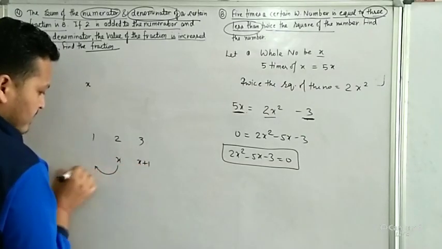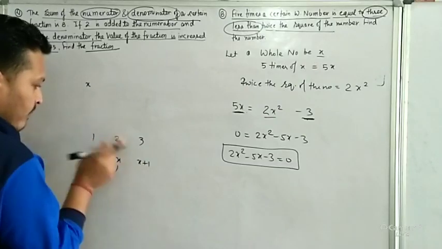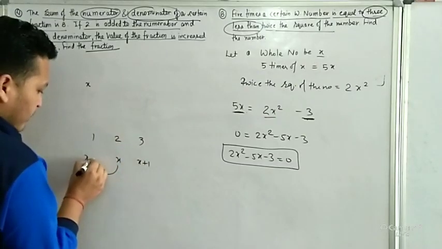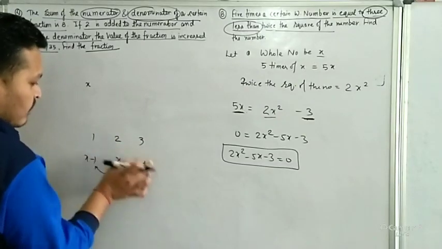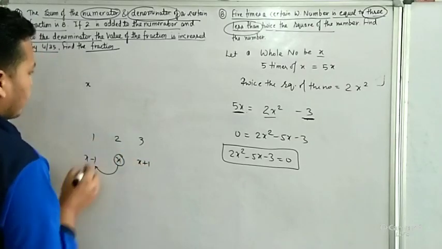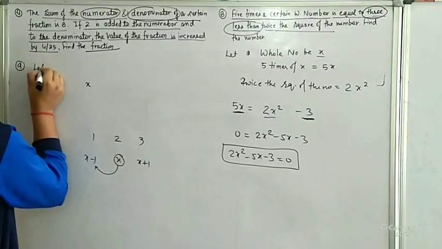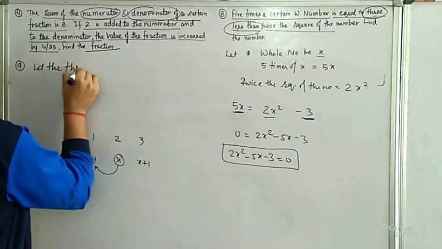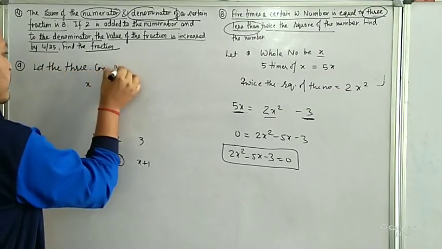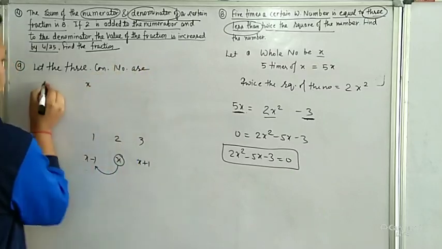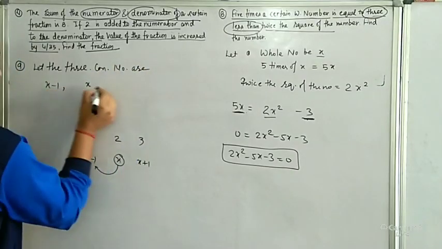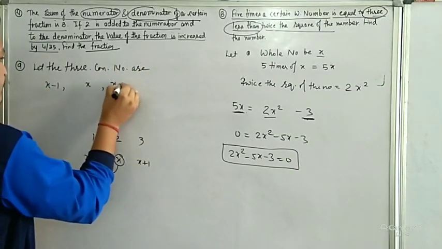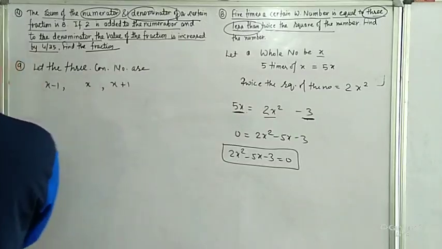And what is its previous number? 2 minus 1 equals 1, that means x minus 1. So these are the three consecutive numbers if x is the middle number. Let the three consecutive numbers be: first x minus 1, second x, and third x plus 1.